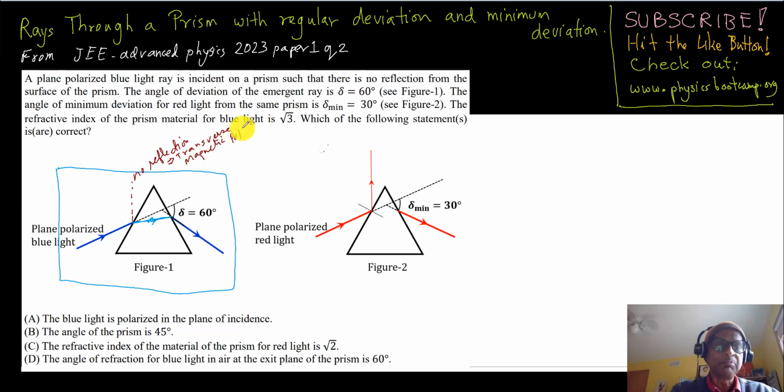Transverse magnetic polarization means the magnetic field, the B field in this electromagnetic wave, is coming out of the page, going in and out of the page. That's how it's oscillating as it goes through space. So that means the electric field is in the plane, oscillating back and forth this way. So right away we see that A is okay. A is one of the correct answers.